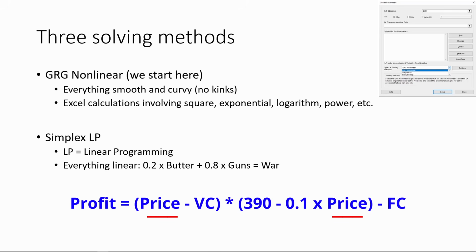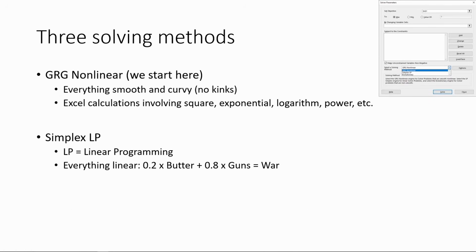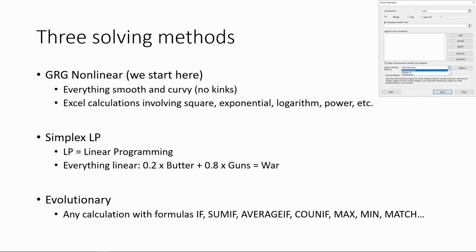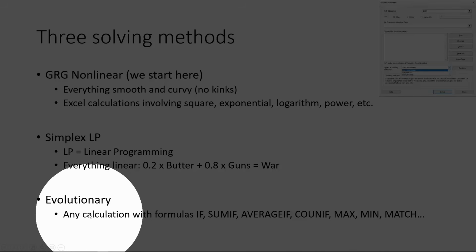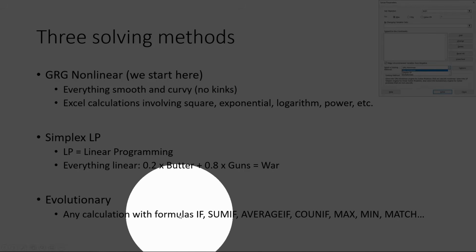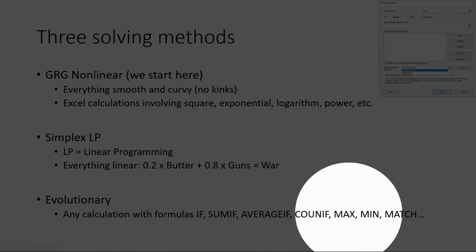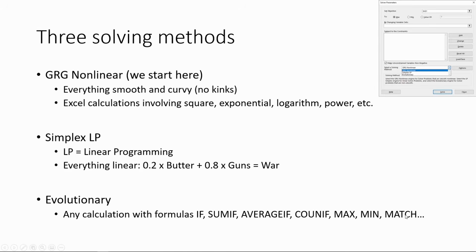That is why we require a GRG nonlinear to solve instead of simplex LP. And the third solving method is evolutionary. Remember I mentioned GRG nonlinear cannot solve the problem when there's a sharp turn in the relationship, and that's where evolutionary comes in. So generally speaking, it calculates the problems when you have functions in Excel such as if, sum if, average if, count if, maximum, minimum, or match, all these functions that lead to a sharp turn.